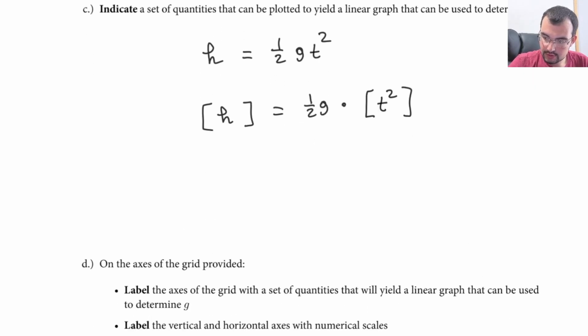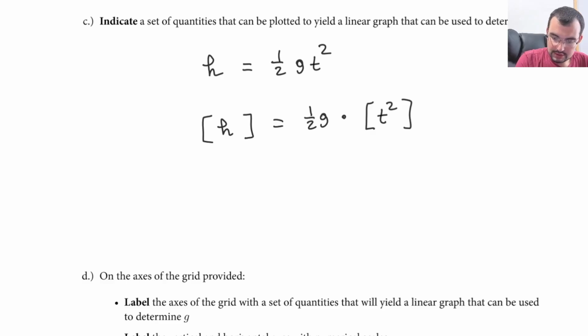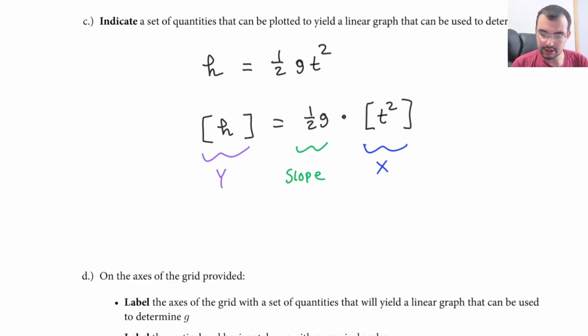So this means that we're graphing h on the y-axis. We're graphing x, or t squared, on the x-axis, so our slope is 1/2 g. You can actually just stop there. This is actually how I prefer you write your free response when we ask you. This is completely valid. You don't need to say, on the y-axis, put h. On the x-axis, put t squared. This is very clear what you're doing.